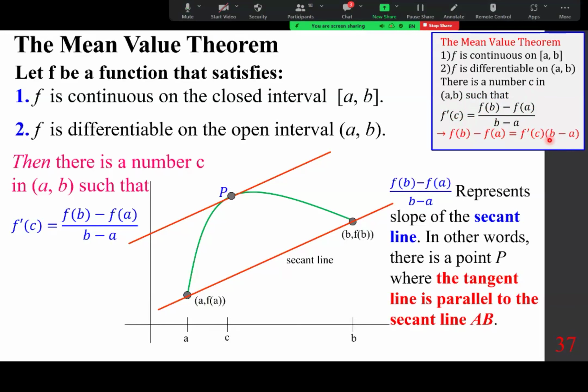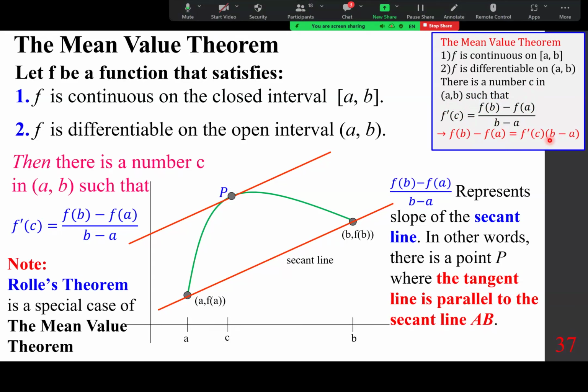And what is important to notice, Rolle's theorem is a special case of a mean value theorem. What makes it so special? We add the third criterion, which says f of b must be equal to f of a. So this is a more general case. When you set the third one, it becomes a specific case, the Rolle's theorem.